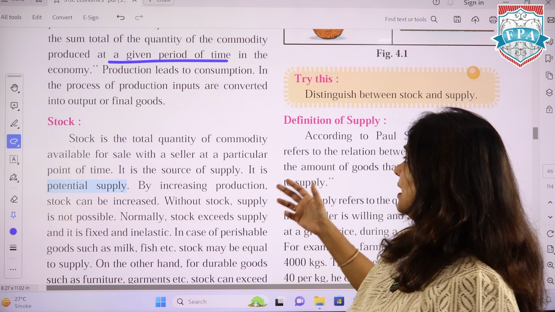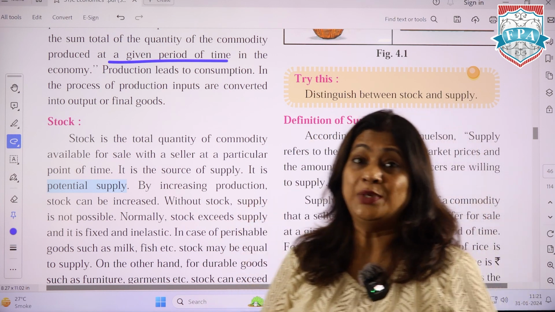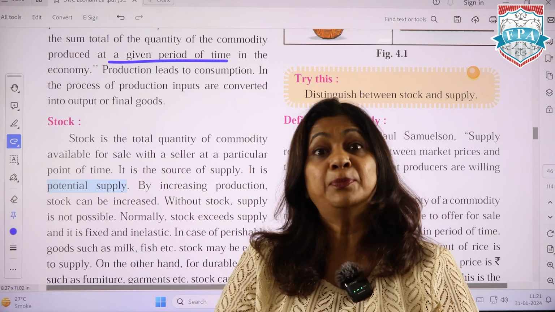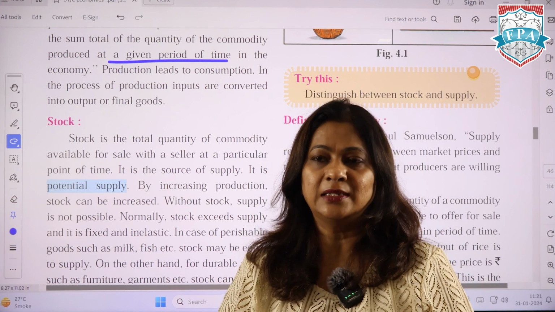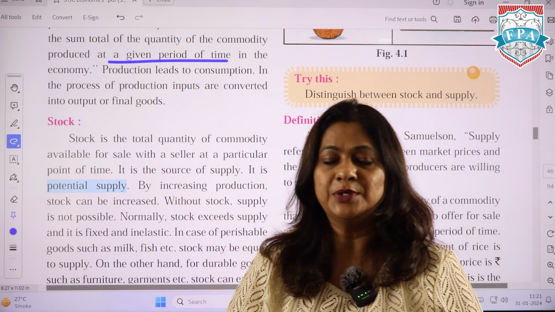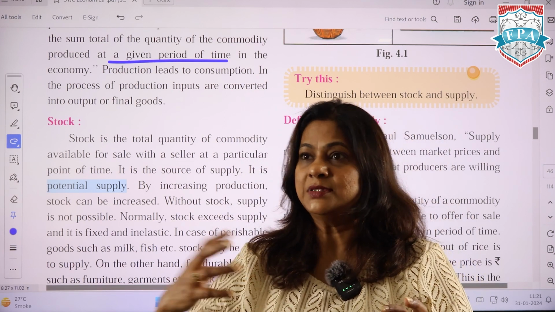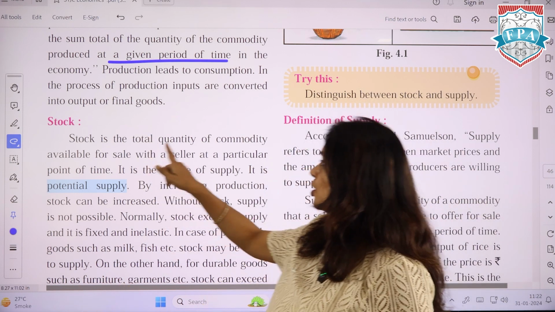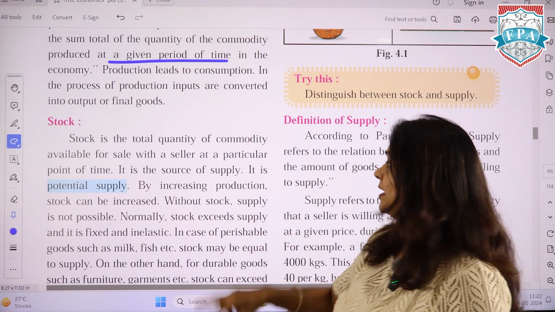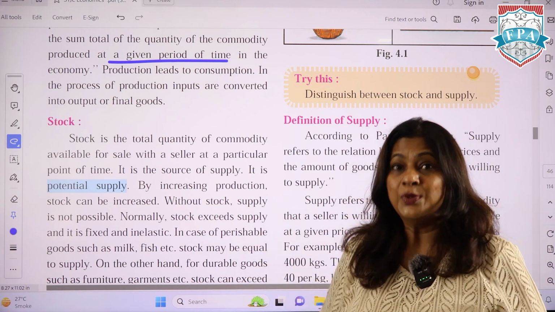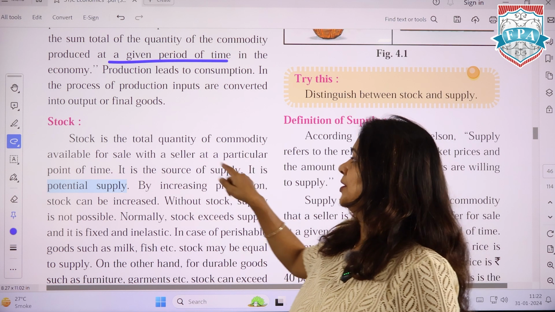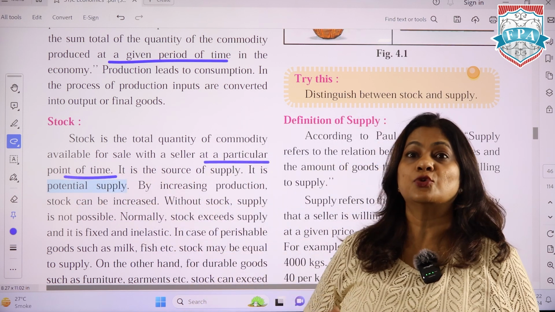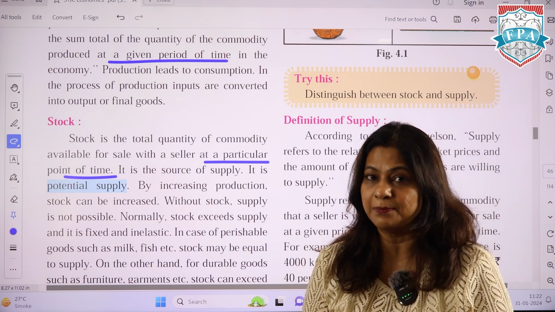Now coming to stock and supply. Stock means the quantity of goods which are available for sale, or you can say potential supply. So if I get a 2 marker between supply and stock, one difference is that supply is the actual supply and stock would be the potential supply. As you can see, stock is the total quantity of goods which is available for sale with the seller at a particular point of time. It is a source of supply. It is a potential supply.